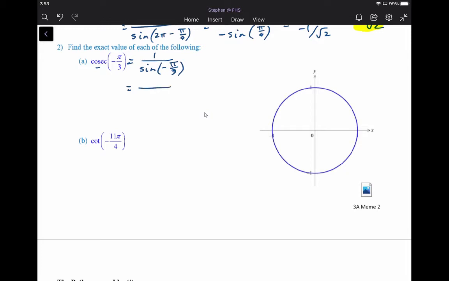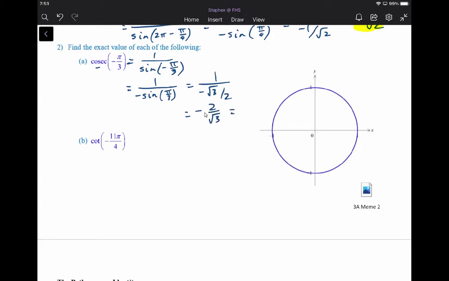Now if you remember, one of your other exact value symmetry properties is that sine of a negative angle just takes the negative outside. So sine of negative pi on 3 is just negative sine of pi on 3. Okay, now that that's done, we know that sine of pi on 3 is root 3 over 2. So 1 over negative root 3 over 2 is negative 2 on root 3.